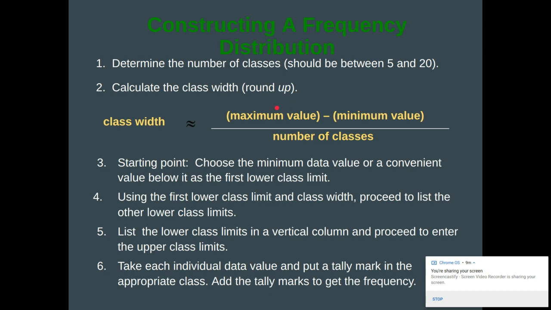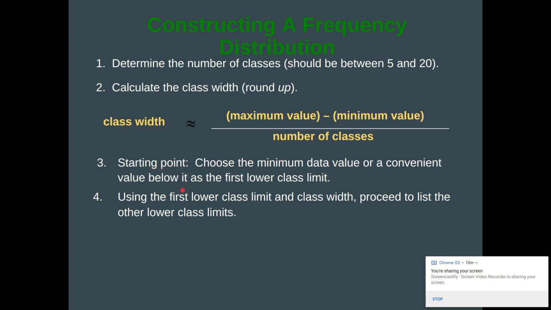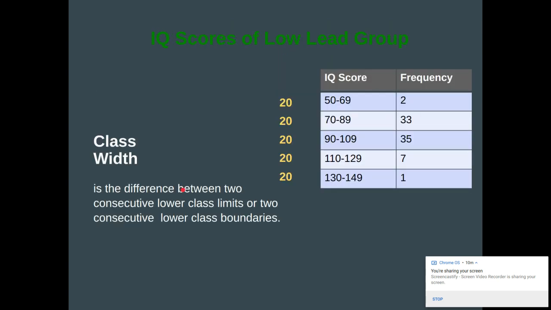Okay. So we've figured out our number of classes, or we were given our number of classes. We've calculated the class width. The next step is to choose a starting point. Okay. So what this is doing, if we go back to the example table, it is choosing that lower limit of our first class. Okay.